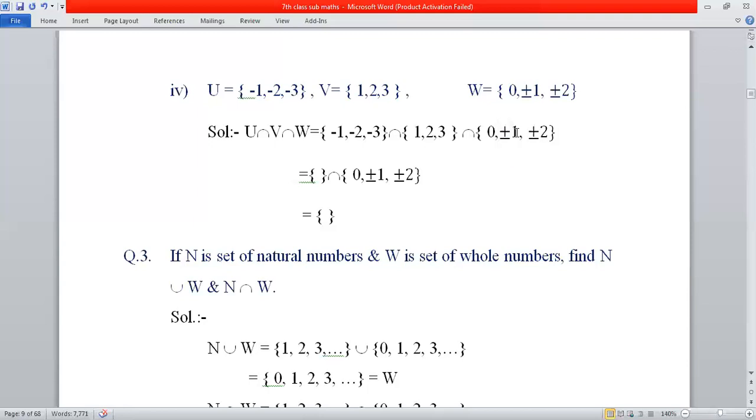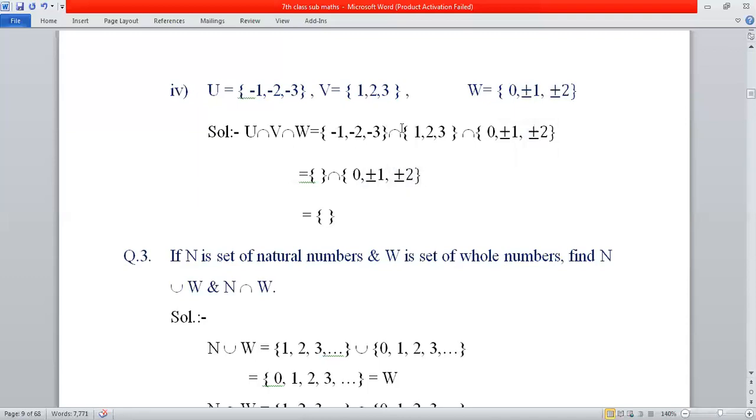This ±1 means that the positive one and negative one both are included in this set. And this ±2 means that the positive 2 and negative 2 both are included in this set. So you have an open choice. You can find the intersection of the first two sets, and when the answer comes, you find the intersection with the third set. Or you can write the first set as it is and find the intersection of the second and the third one, and when the answer comes, you find the intersection with the first. In both ways it will be considered correct and you will get the same answer.